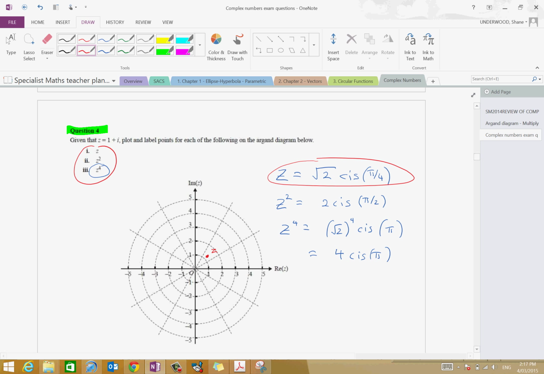The next thing is z squared. Well, z squared is 2 cis of pi on 2, which means that it's a modulus of 2, so it's going to be on the circle, and 2 cis of pi on 2 is just here, is it not? Yep. And that is z squared. And finally, z to the power of 4 is 4 cis of pi, which means we're going around here. 4 cis of pi is also just negative 4. So therefore, there's z to the power of 4.